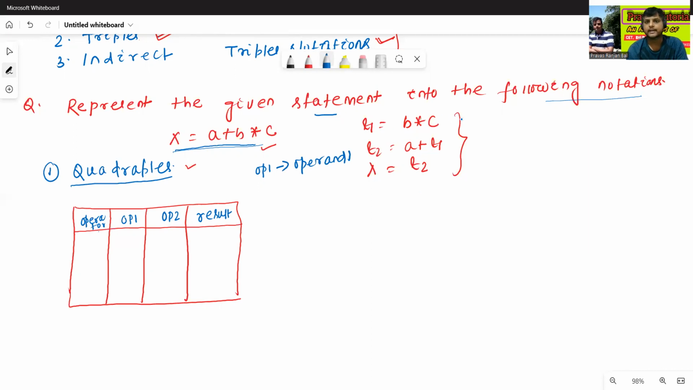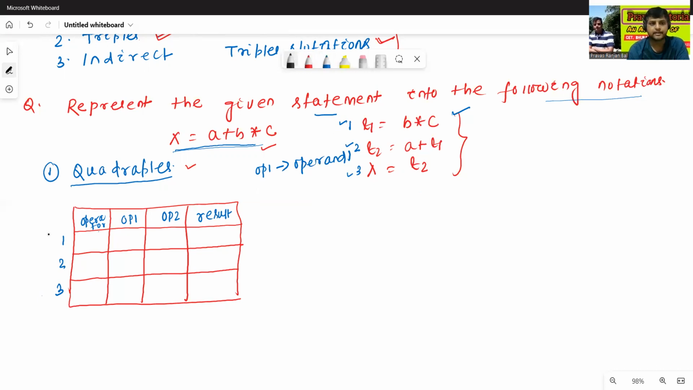So here in the given three address code, how many statements are there? 1, 2, 3. First means the first statement. Second means the second statement. Third means the third statement. Okay, so now we'll start.